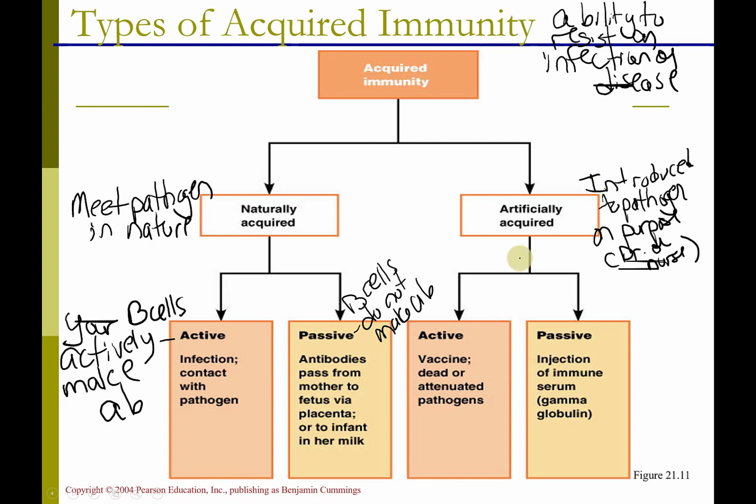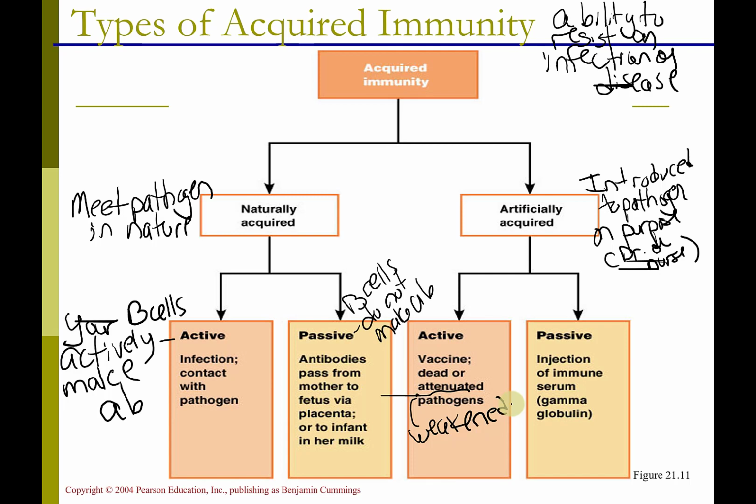Let's go look at artificially acquired now. So this is when you go to the doctor and they give you an injection, a vaccine. So active means, again, your B cells actively make antibody. So the vaccine they give you can be the dead virus, or it can be attenuated virus. Attenuated means weakened. So it's not dead, but it's weakened so that it probably won't give you any symptoms of the disease. It shouldn't.